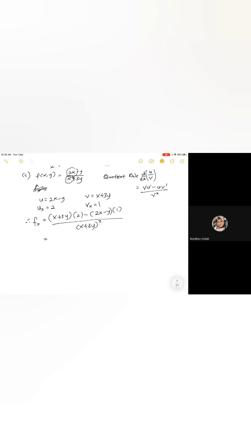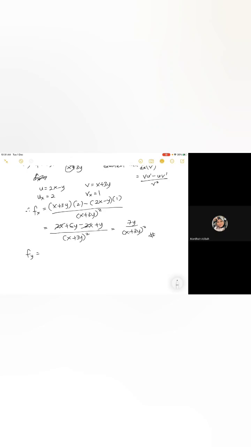So 2x plus 6y minus 2x plus y. So these 2x can be cut out. What's left is 7y over (x plus 3y) squared. So this is your answer.